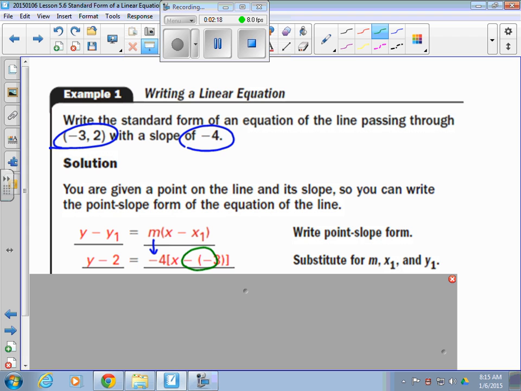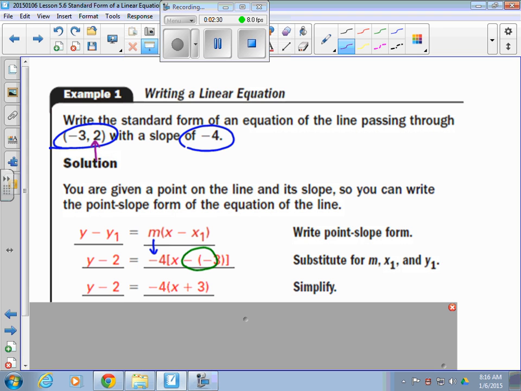So notice it says y minus 2, where y sub 1's value was positive 2. Again, that's because it's the opposite of each of those values. It's cleaned up a little better on the next line: y minus 2 equals -4 times x plus 3. So that's point-slope form right there.